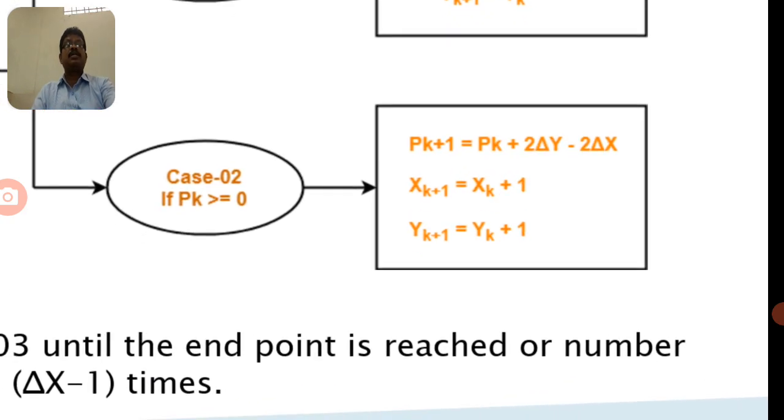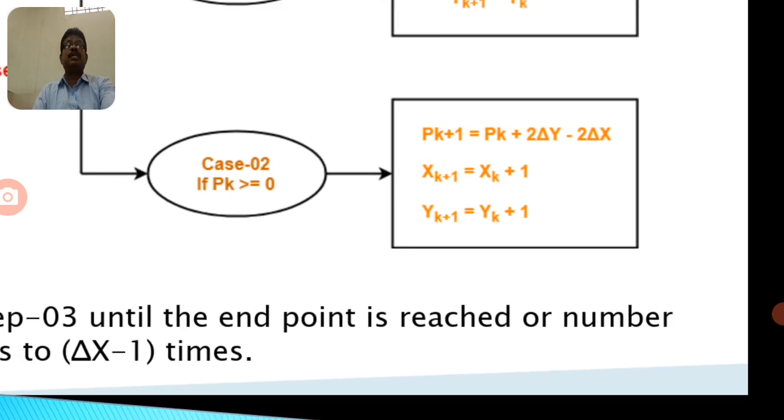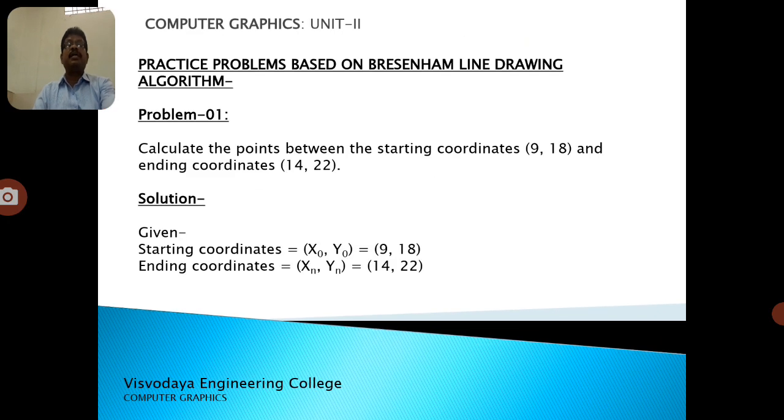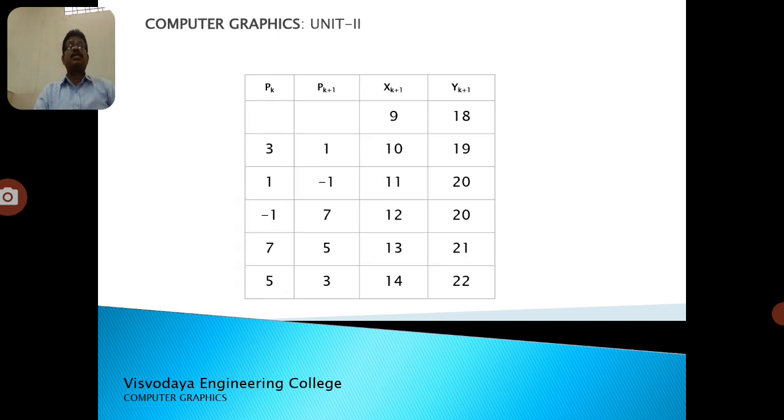Now you can observe here, if the second case pk is greater than 0, then the x coordinate and the y coordinate are both incremented, and the decision parameter pk plus 1 equals pk plus 2 delta y minus delta x. Now you can take that procedure. We will continue until the last ending point given, which is 14, 22.